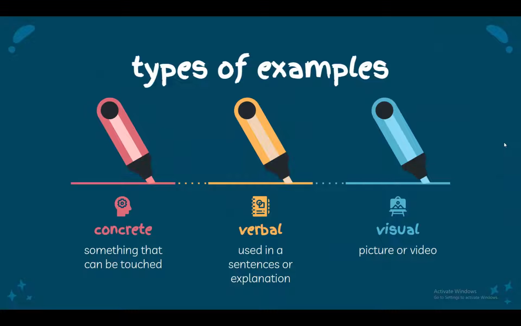There are three types of examples that you should be trying to put into your lessons. The first one is concrete. These are examples that you could see or touch in person. So maybe you need to bring in an apple for the word crunchy. Anything that you can have your students physically touch. Some words may not have concrete examples, and that's okay. If you have to skip concrete examples for some words, that's fine.